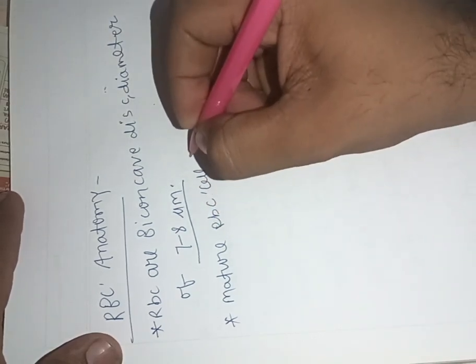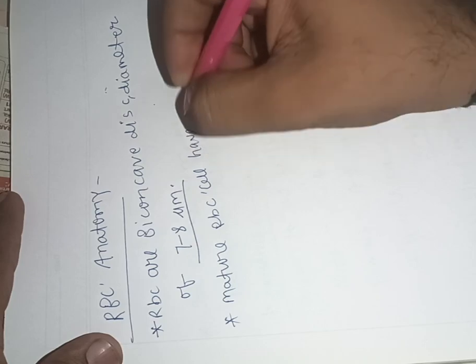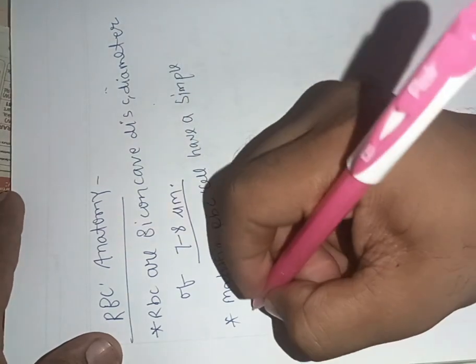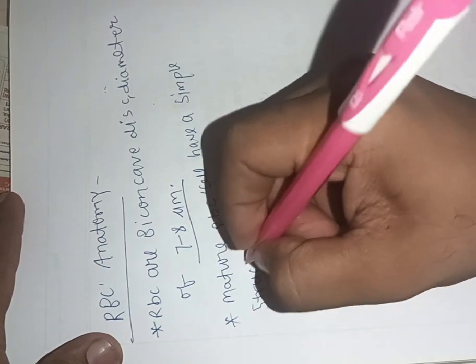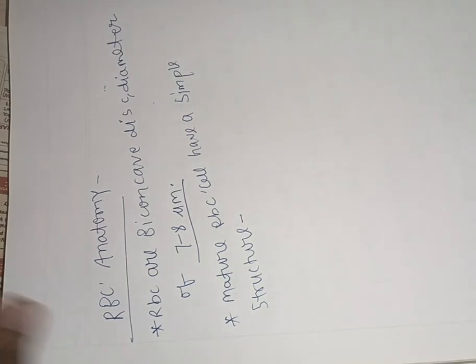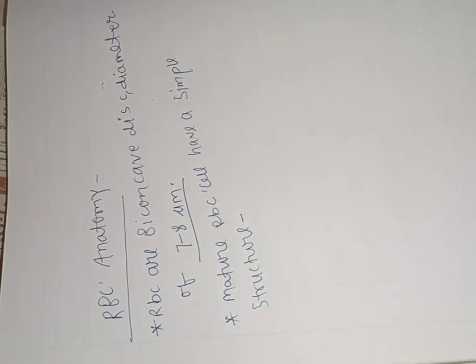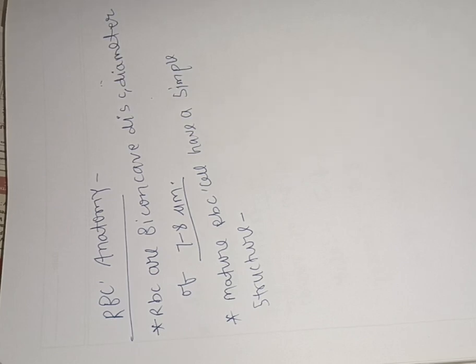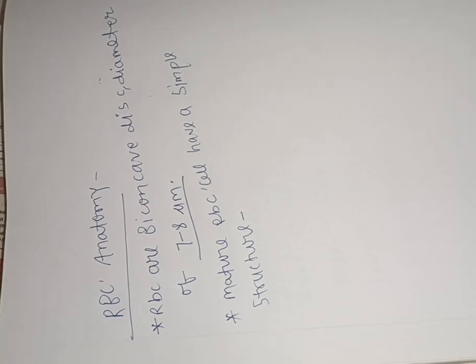Mature RBC cells have a simple structure. As you can see, they don't have cytoplasm, and they don't have any type of machinery like mitochondria, Golgi body complex, or plastids. These are the things the cells don't have.